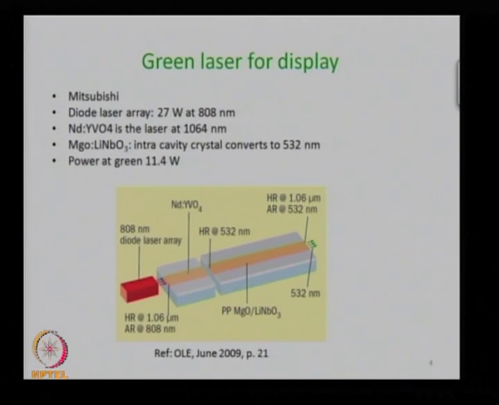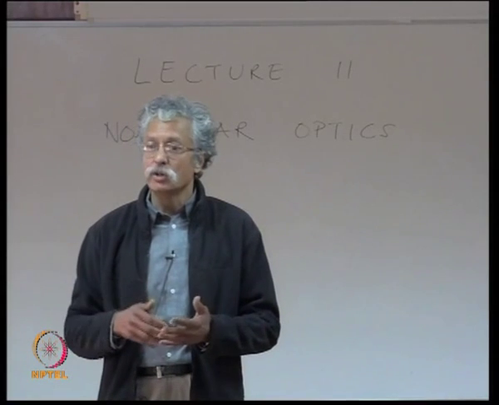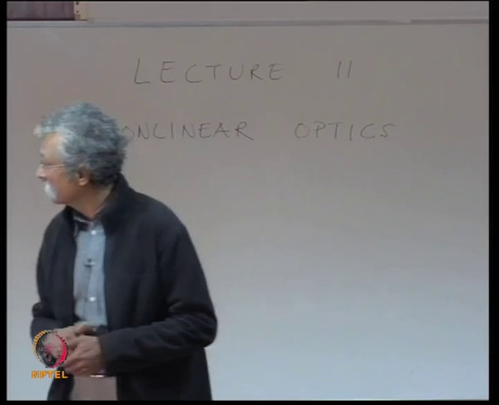Actually, it's okay. 808 nanometers is used to pump a neodymium YVO4 crystal that generates 1064 nanometers. The 1064 nanometers is then converted to 532 nanometers using a magnesium oxide doped lithium niobate crystal. And you can see the power coming out at the green, 11 watts. The argon laser, which is a huge laser in the laboratory, generates a few watts of power. So that's a huge power, and these are now being seen for application for laser displays. You need to have the 3 primary colors, and this is one of the primary colors, the green laser.